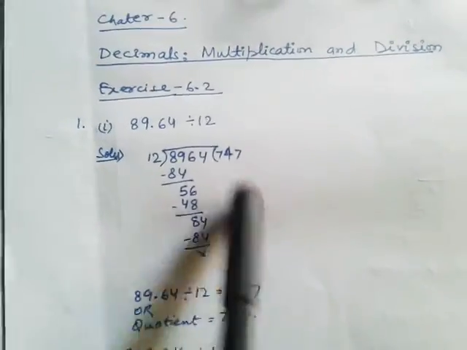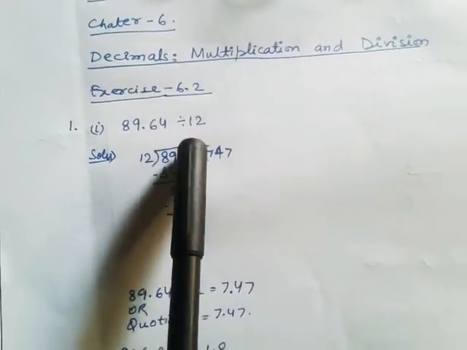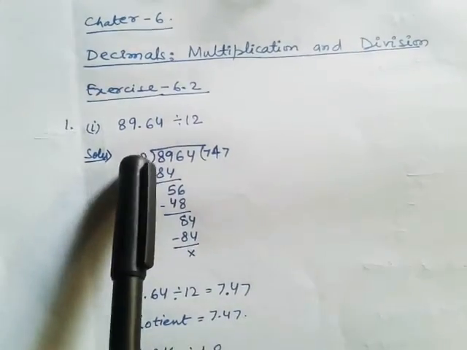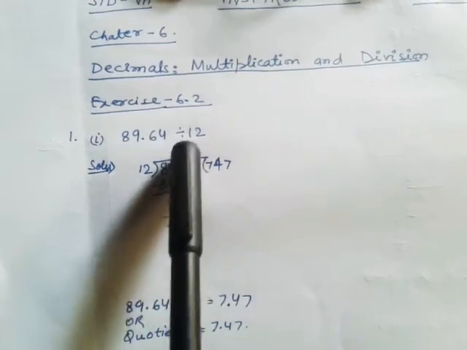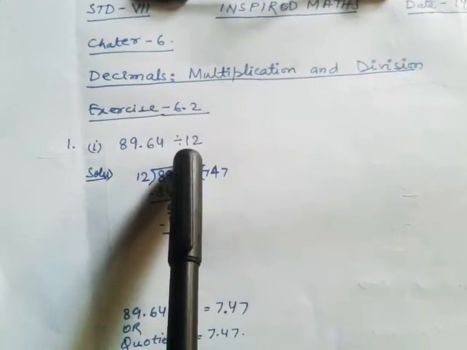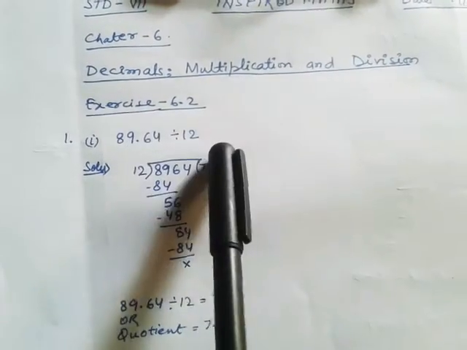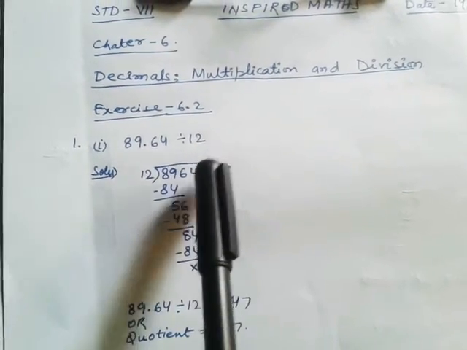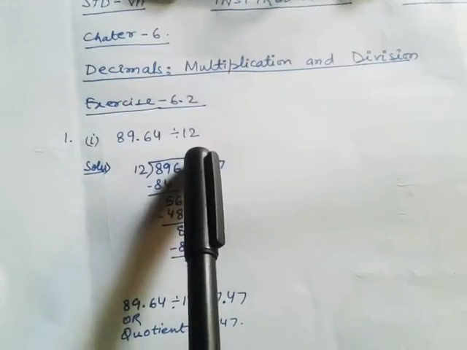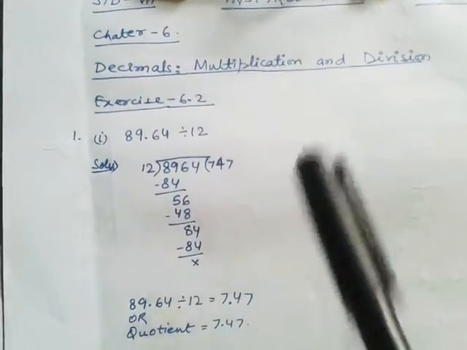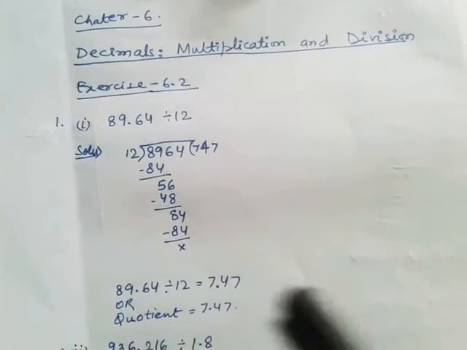So we start exercise 6.2. Here I solved some questions. First question is 29.4 divided by 12. First thing that we keep in mind is that the divisor must be a whole number. When we divide a decimal by a decimal or whole number, if the divisor is a whole number, then no problem. If it is a decimal, then we have to change this decimal into a whole number. How we change it, I explain in the next question.